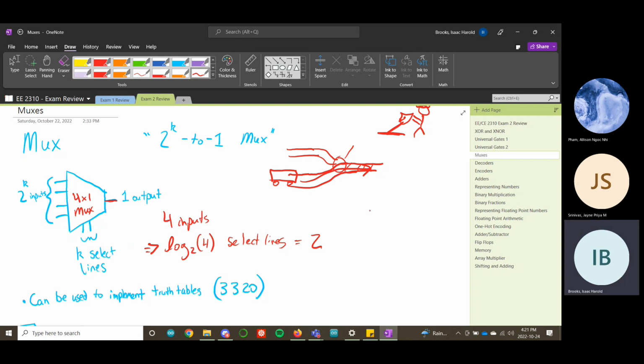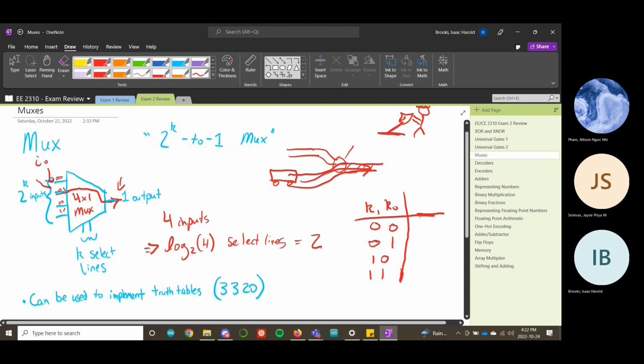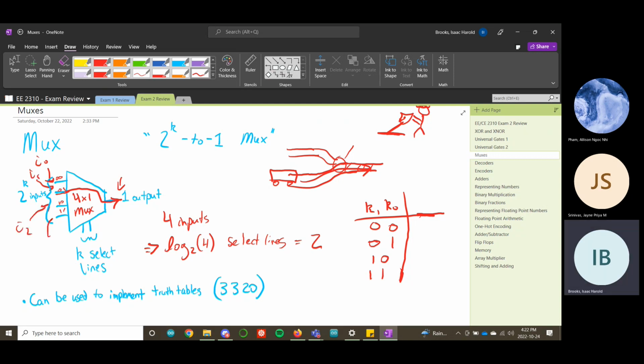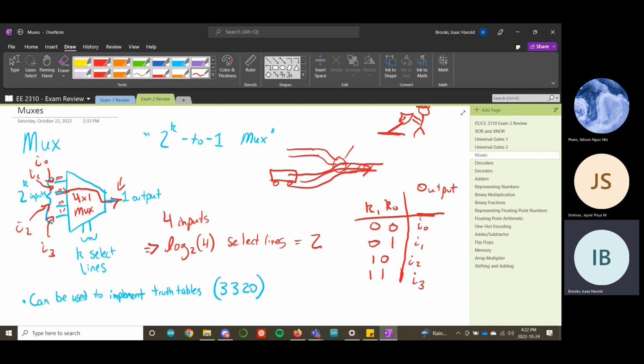And our possible k values will be 0 0, 0 1, 1 0, and 1 1. Those 4 cases we have. Whatever our select lines are set to, that's going to determine which one of the inputs gets passed to the output. So if our k's are 0 and 1, then this line is going to get passed to the output. Regardless of whether it's a 0 or a 1 on this line, the output is going to match the input. We could call our input lines I0, I1, I2, and I3, just whatever is on those lines. So if our select lines are like this, our output is going to be I0, I1, I2, I3. This is kind of the truth table for a mux.